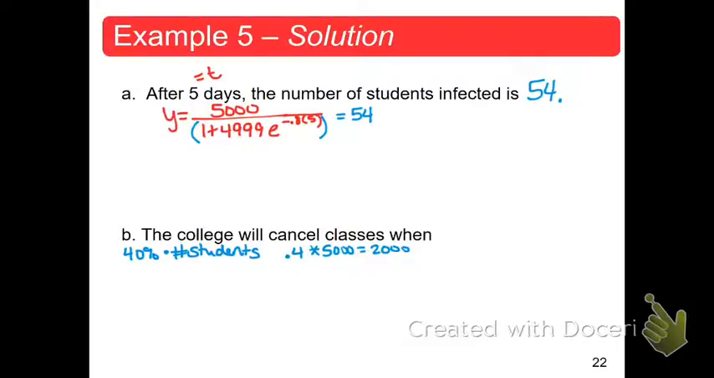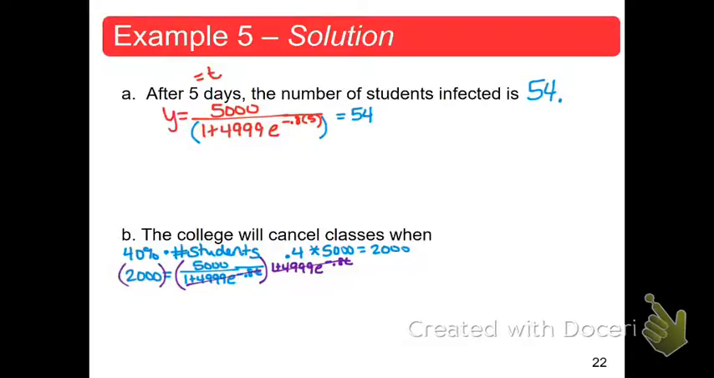But when will that happen? Because the original question said after how many days will the college cancel classes? So we've got to find the number of days. So let's plug this into our equation. Okay, so I plugged in 2,000 for the number of students, and we need to solve for t. The first thing is we don't like that fraction, so let's get rid of it. And remember, you multiply by what's on the bottom, or technically you could put the 2,000 over 1 and cross multiply. Either way, you get the same answer. So I'm multiplying by all of this that was on the bottom, and that makes it cancel. What we do to one side, we've got to do to the other.